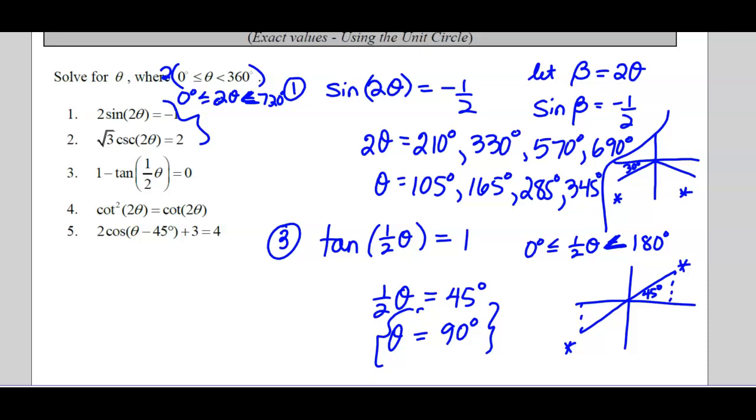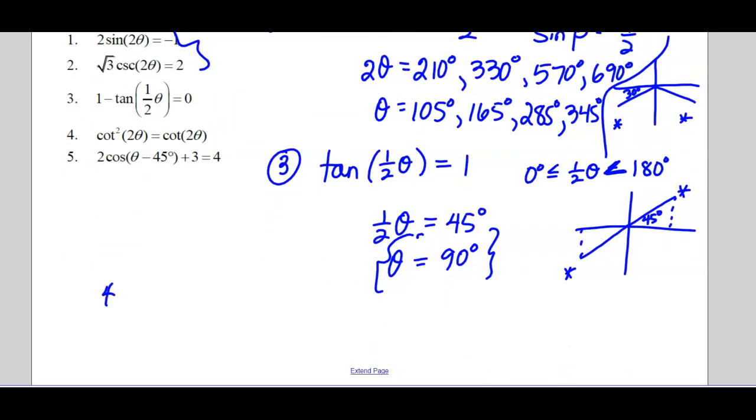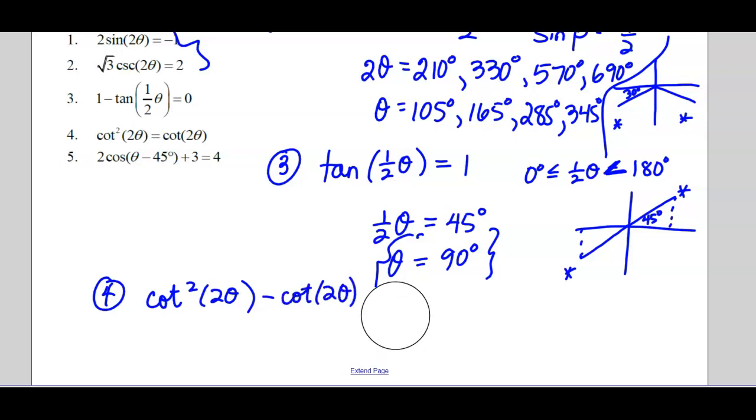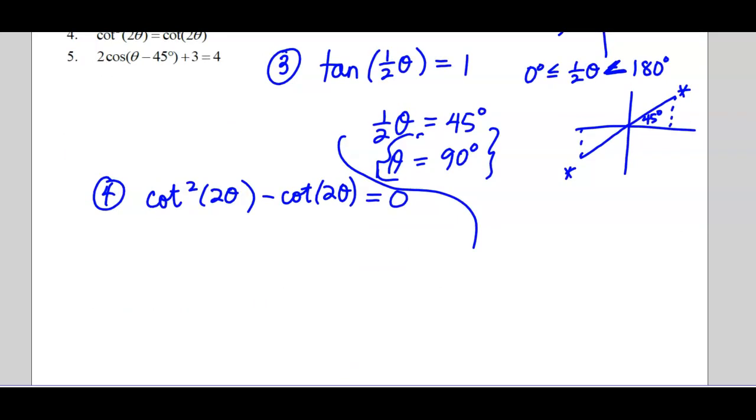So that's 3. Then we're going to do 4 together. Because this one has 2 terms with cotan. Should I divide by cotan? No. No. Do not divide by anything with a variable, if at all possible. So I'm going to bring everything to one side so that the other side is 0. Okay. And factor.